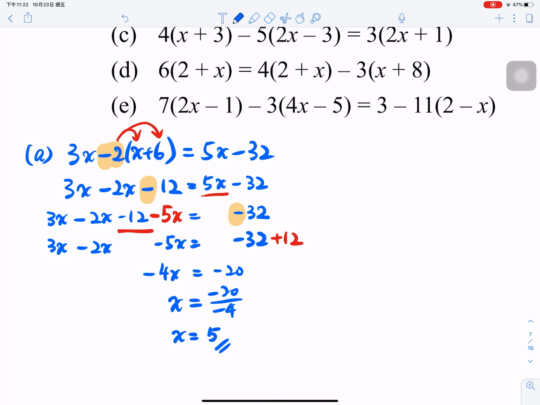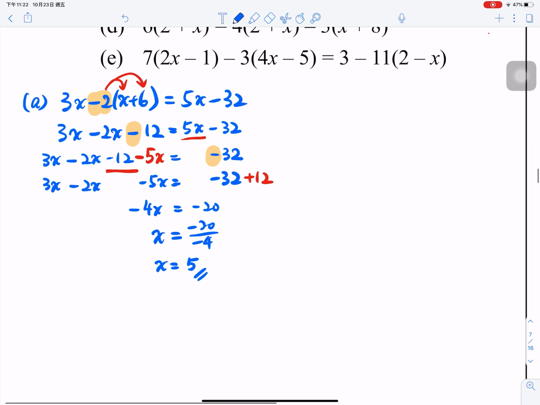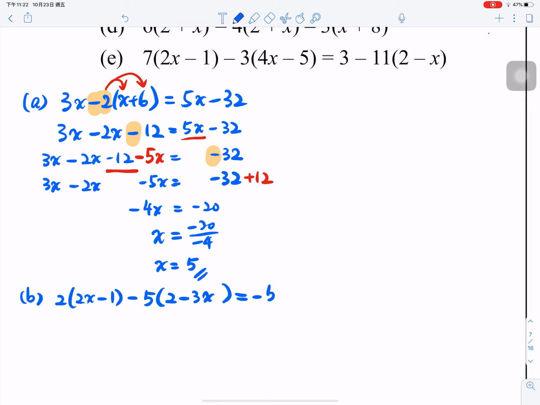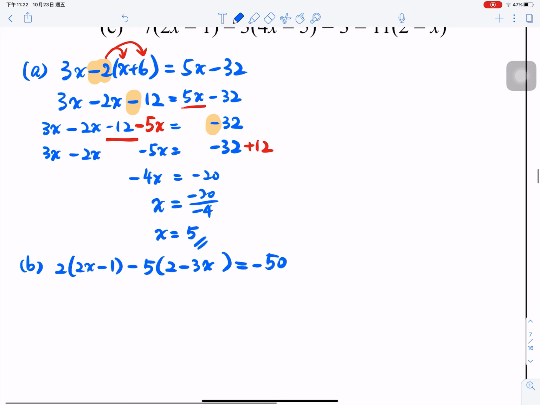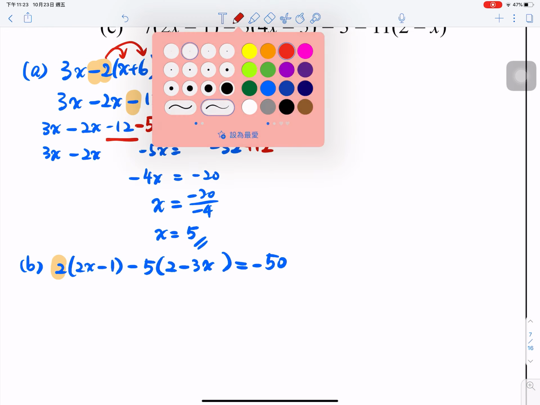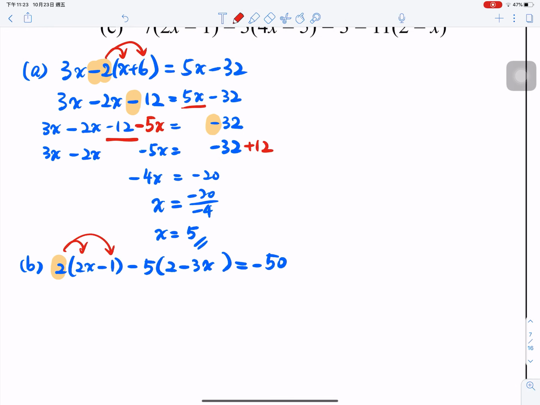Clear? Good. How about the next one? B. 2 times 2x minus 1 minus 5 times 2 minus 3x equals negative 50. Have a look. Now here, 2, you need to multiply into two terms. One is 2x, one is minus 1. And next, the term minus 5, you can read it as negative 5, inside expand into these two terms. One is 2, one is minus 3x.